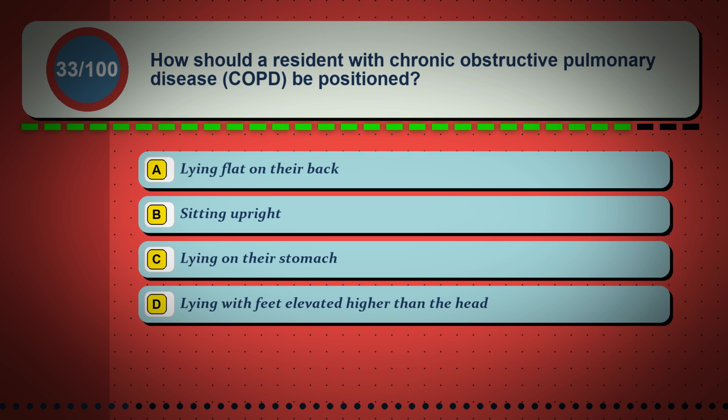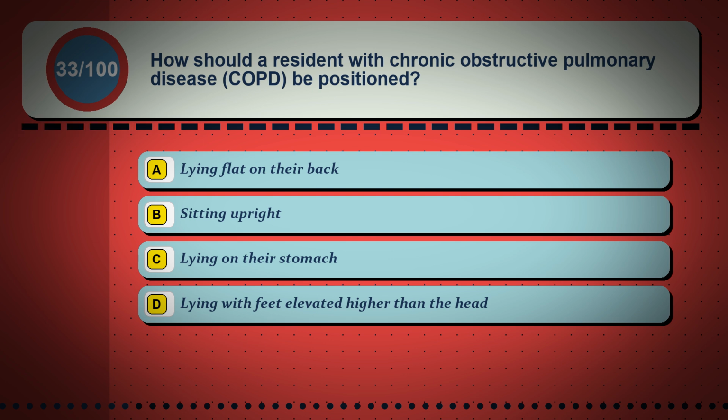Question 33. How should a resident with chronic obstructive pulmonary disease, COPD, be positioned? Option A. Lying flat on their back. Option B. Sitting upright. Option C. Lying on their stomach. Option D. Lying with feet elevated higher than the head.